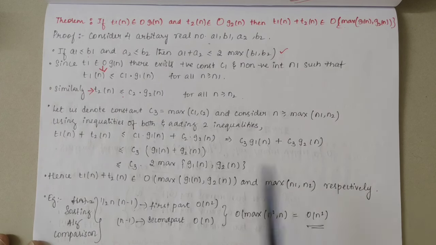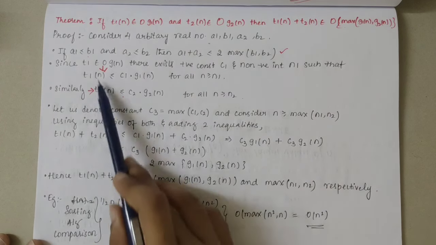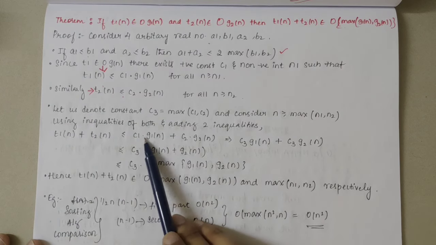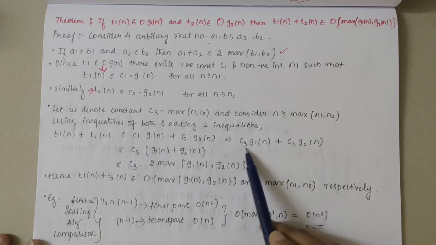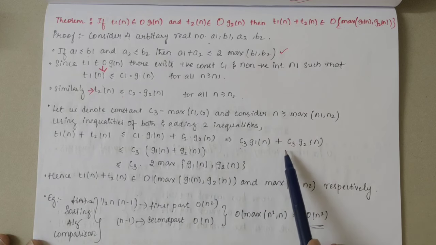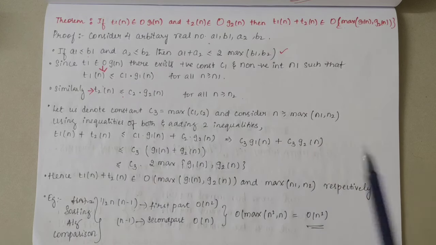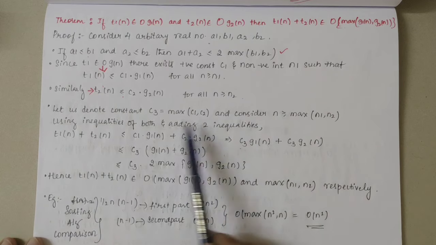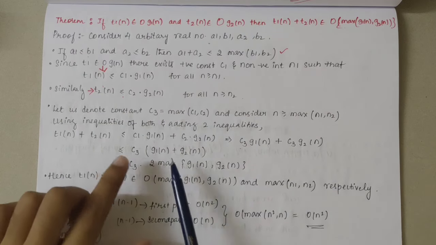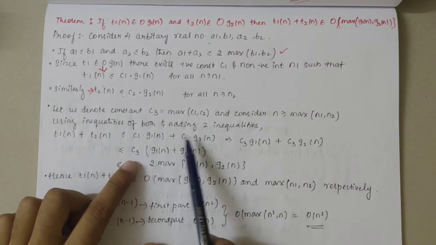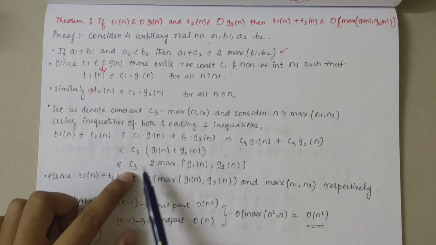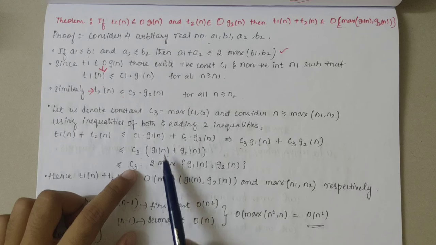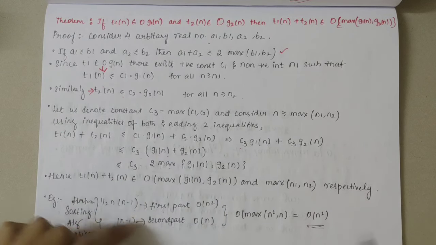So using inequalities and adding these inequalities, we can get T1 of n and T2 of n summed up as C1 into G1 of n plus C2 into G2 of n, which comprises to C3 into G1 of n and C3 into G2 of n. Because here I have specified, right, C3 is max. So further I'll write it, considering C1 and C2, I'll take it as C3 into G1 of n plus G2 of n. Now I'll take C3 here, and G1 of n, G2 of n can be written as 2 times max of G1 of n and G2 of n.